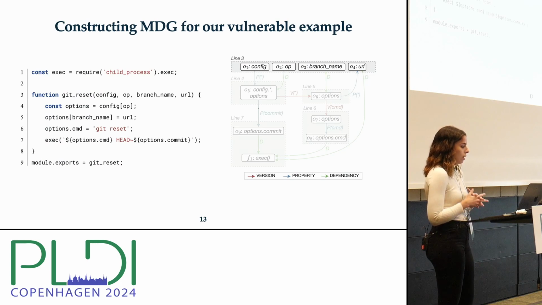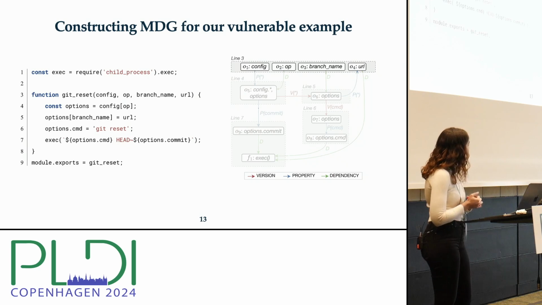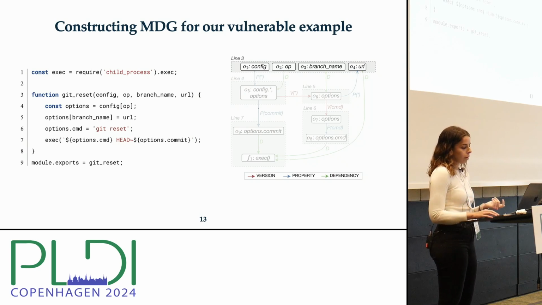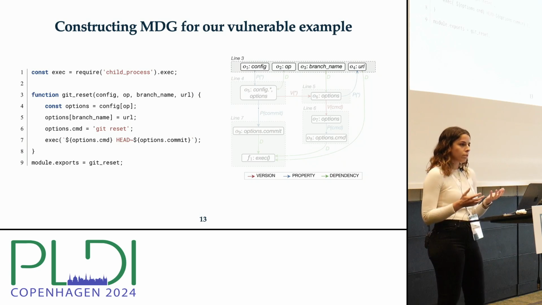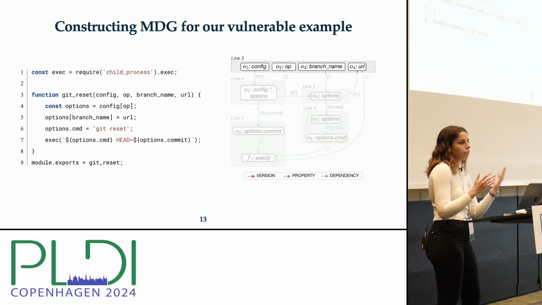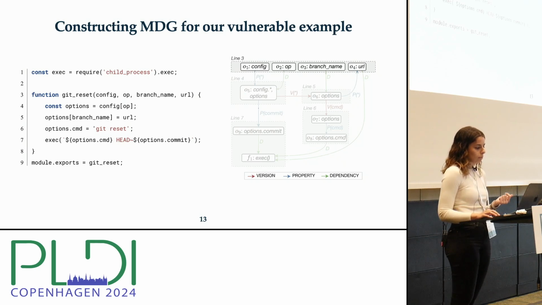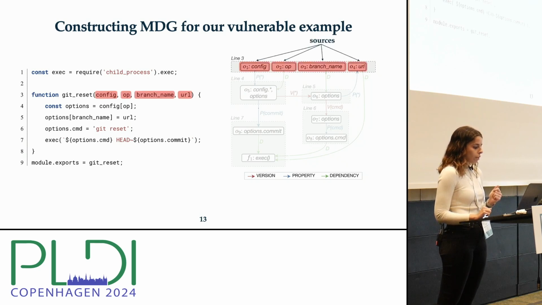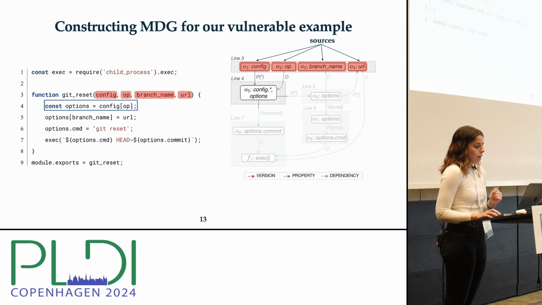So let's see how we build the multiversion dependency graph for the example that I showed you earlier. And for this talk, I'm only going to focus on the structure of the objects, leaving out the dependencies, but you can find the algorithm in the paper. So first, we are going to add an object for each function parameter, which are going to be the sources. In line 4, we have a dynamic property lookup, and so we will add the options node to represent the property of objects the object config.